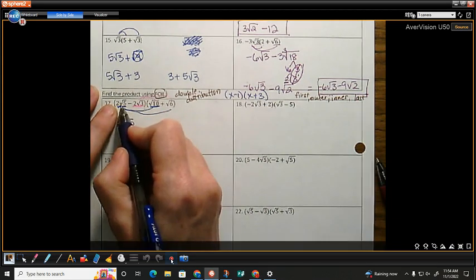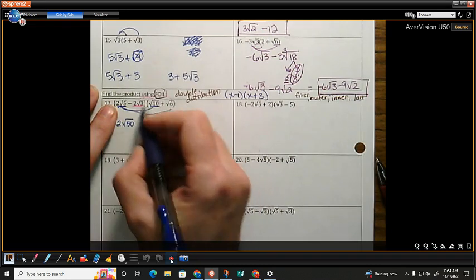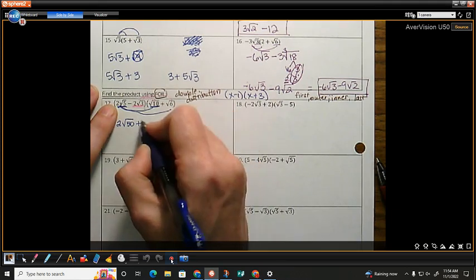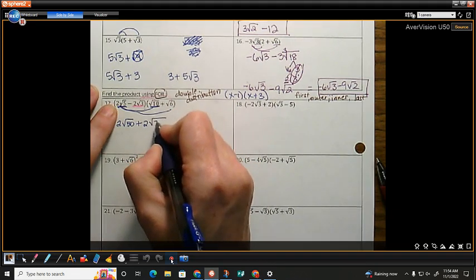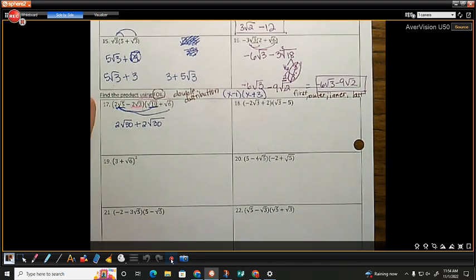And now I'm going to take this 2 root 5 and multiply it by the other thing over here. So what's 2 root 5 times root 6? And it'll be 2 on the outside and root 30 on the inside. Because the stuff outside gets multiplied and the stuff inside gets multiplied, just like we learned yesterday.